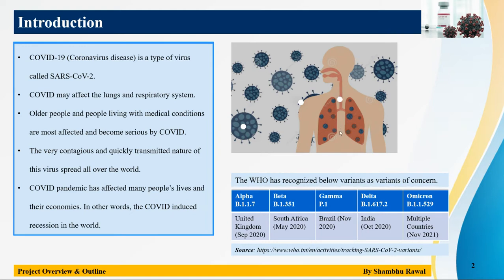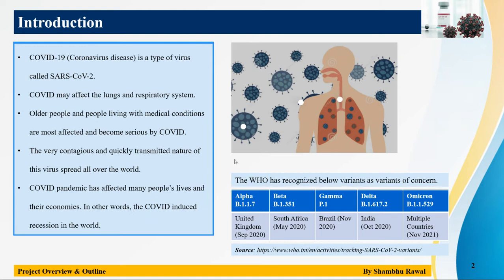COVID affected every sector in the world: hotel and restaurant, tourism and transportation, banking and financial, health sector, education, retail, and job market are mainly affected by COVID. People lost their lives and jobs. COVID impacted business and induced an economic crisis. COVID impacts people and leads them to depression, anxiety, loneliness, and post-traumatic stress. The very contagious and quickly transmitted nature of the virus spread all over the world. The COVID pandemic has affected many people's lives and their economies. In other words, COVID induced a recession in the world.